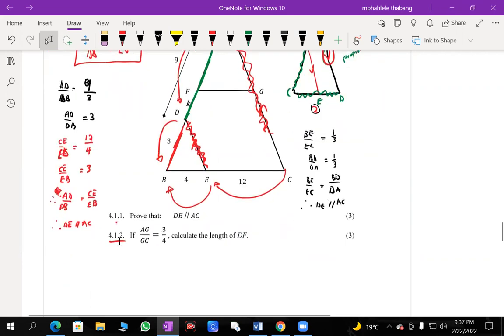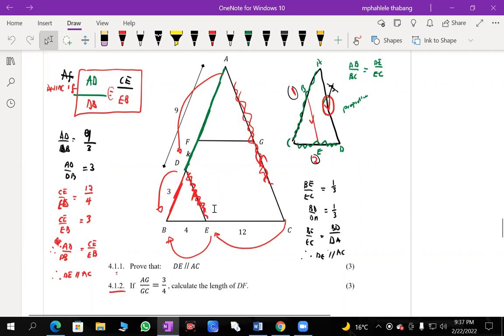But I'm curious about 4.1.2. Maybe you guys can redeem me here. How did you calculate the length of DF? AG over GC is equal to 3 over 4. Then AG over GC is equal to AF over FB.